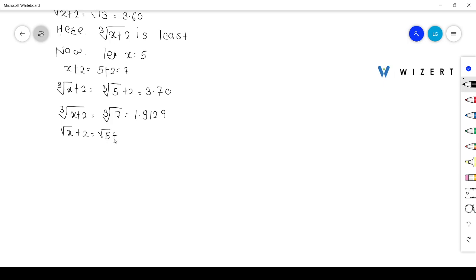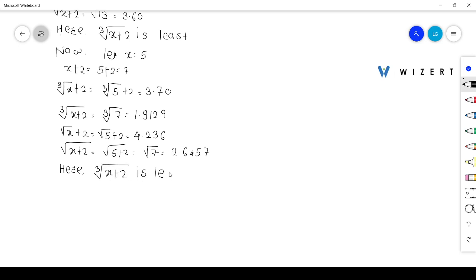After that, we have to check square root of x plus 2, meaning square root of 5 plus 2. So it will be 4.236, and square root of x plus 2 is square root of 5 plus 2, meaning square root of 7. So it is 2.6457. So here also we can observe 1.9129 is least. So cube root of x plus 2 is least.